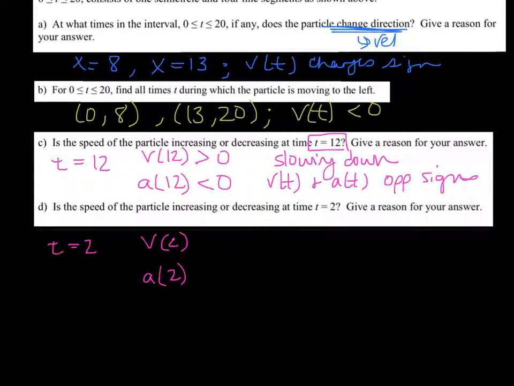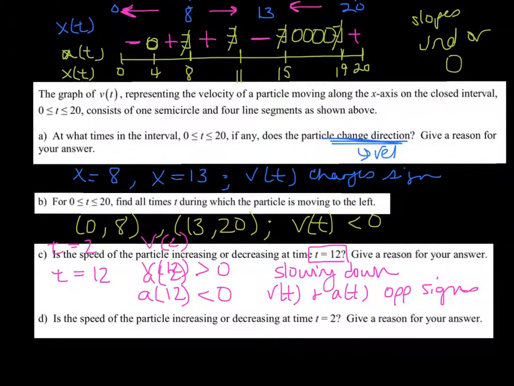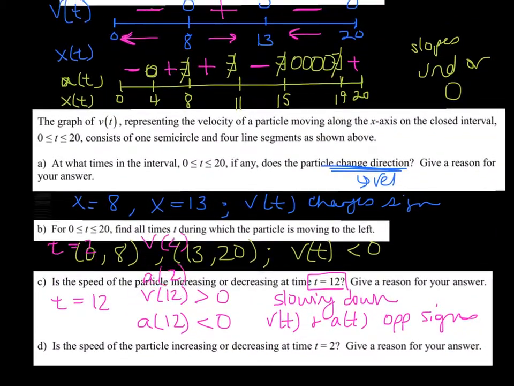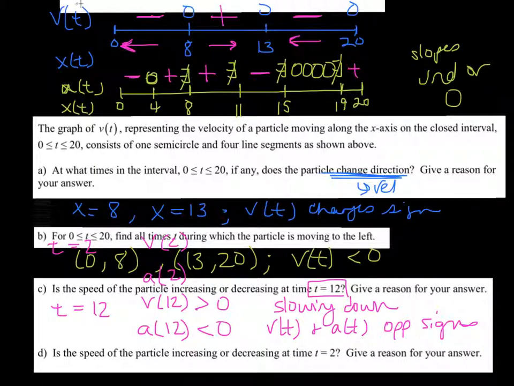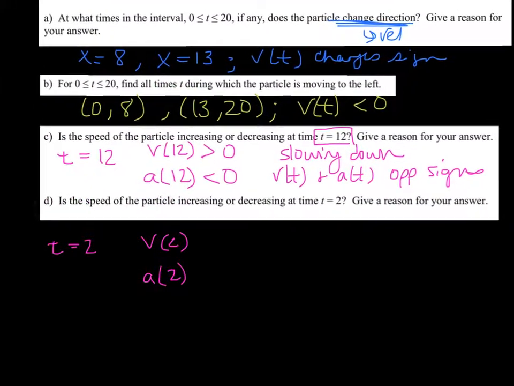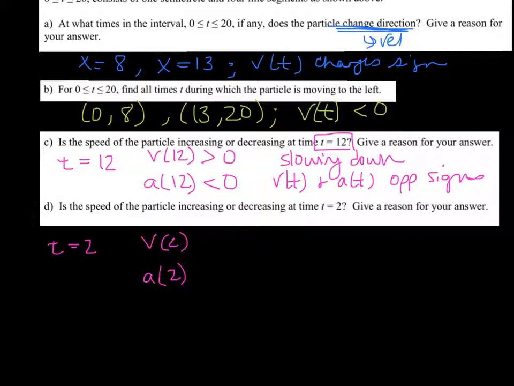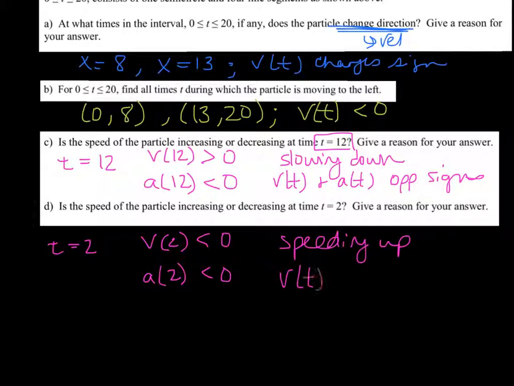So if I go back and look, I would say that v of 2 would be negative and a of 2 would also be negative. So both of them are less than 0. Because they both have the same sign, both negative, I would conclude that it is speeding up, and that's because v of t and a of t have the same sign.